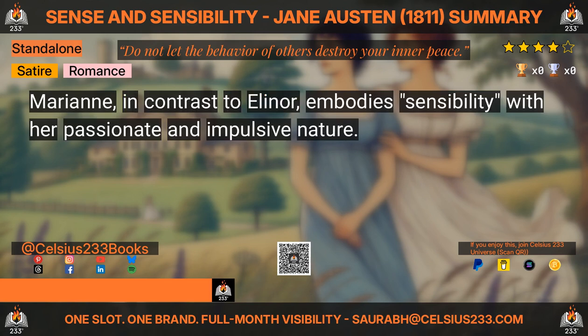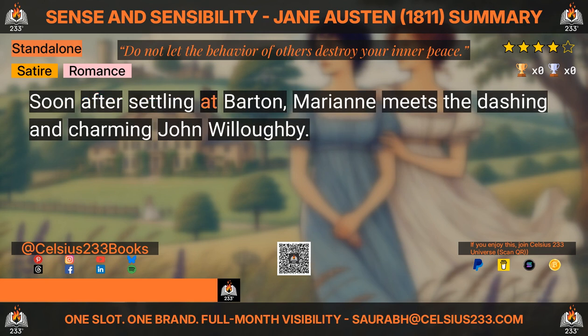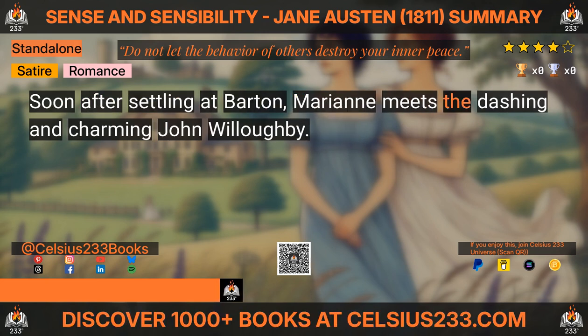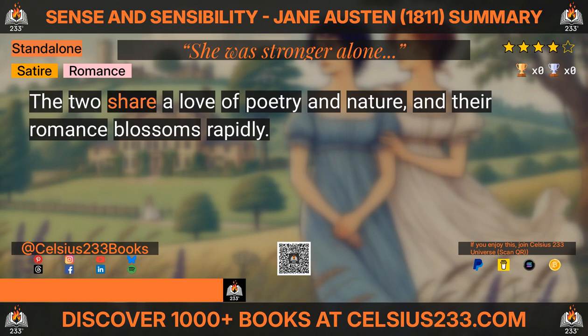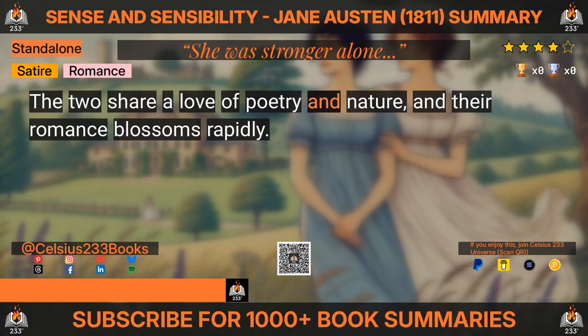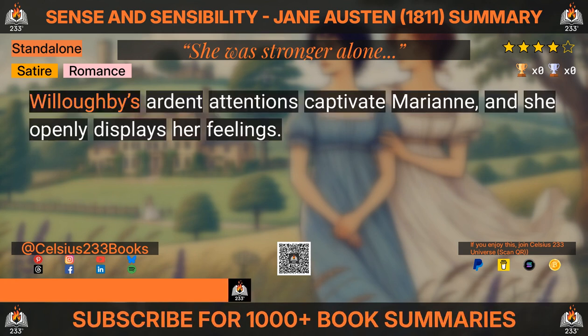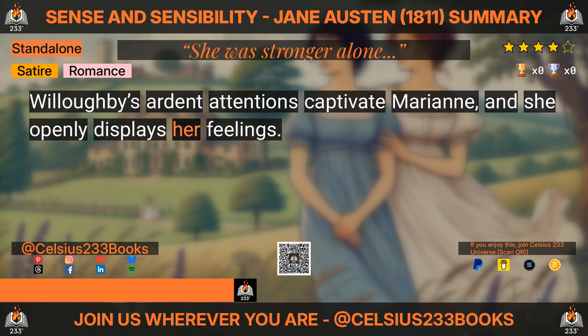Marianne, in contrast to Elinor, embodies sensibility with her passionate and impulsive nature. Soon after settling at Barton, Marianne meets the dashing and charming John Willoughby. The two share a love of poetry and nature, and their romance blossoms rapidly. Willoughby's ardent attentions captivate Marianne, and she openly displays her feelings.